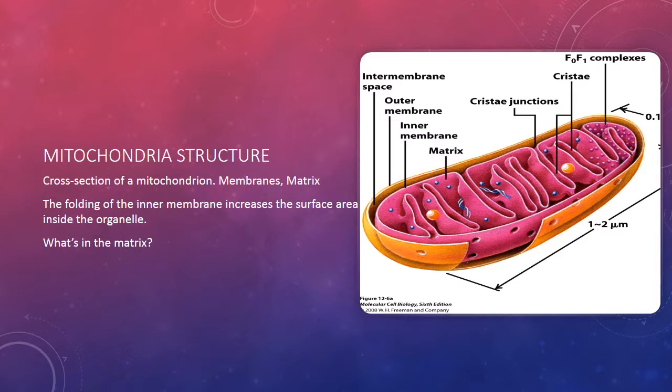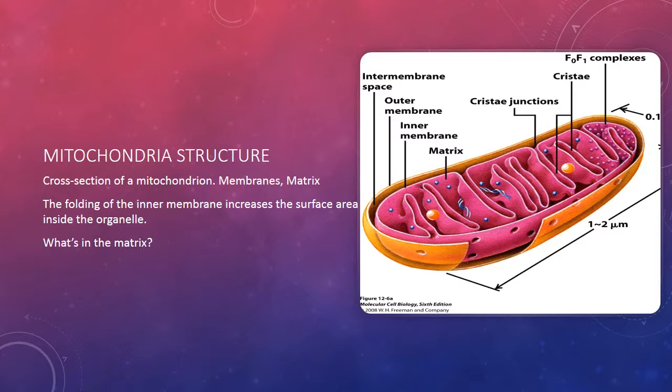Mitochondria structure. Cross-section of a mitochondrion, membranes, matrix. Mitochondria are shaped perfectly to maximize their productivity. They are made of two membranes. The outer membrane covers the organelle and contains it like a skin. The inner membrane folds over many times and creates layered structures called cristae. The fluid contained in the mitochondria is called the matrix.